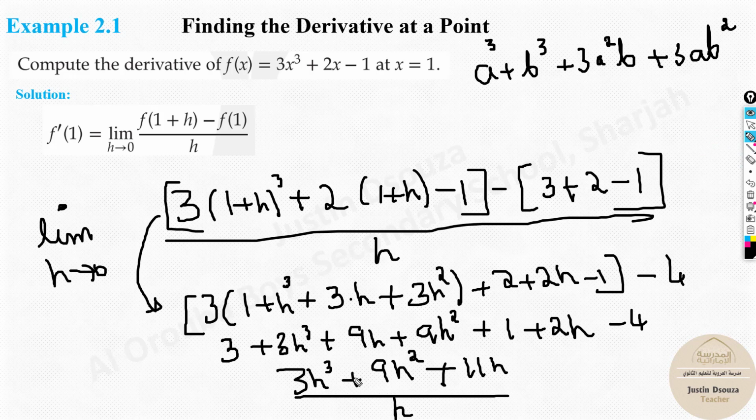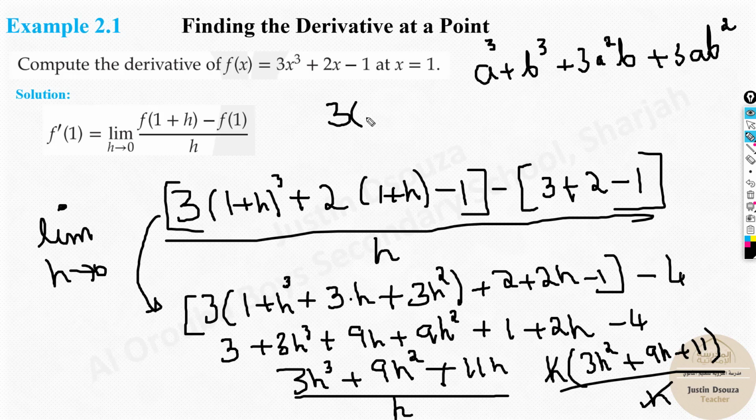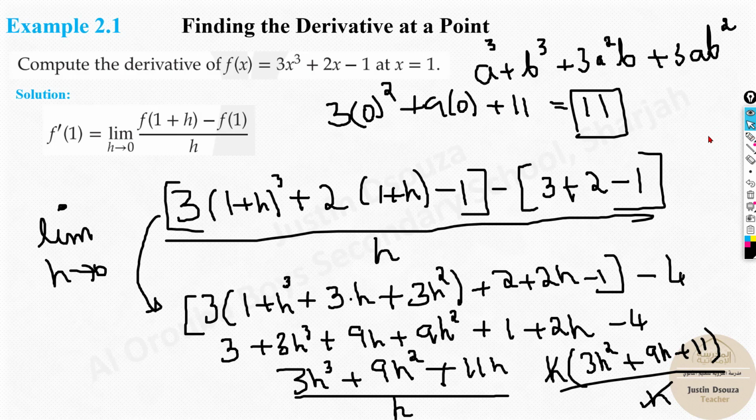So what happens is you can take h common out, isn't it? If you remove h outside, it will be 3h square plus 9h plus 11 divided by h, which cancels out. And now you can substitute the limit. Don't forget the limit. Substitute the limit. Over here it will be 3 into 0 square plus 9 into 0 plus 11. The answer is 11. So this is the limit.